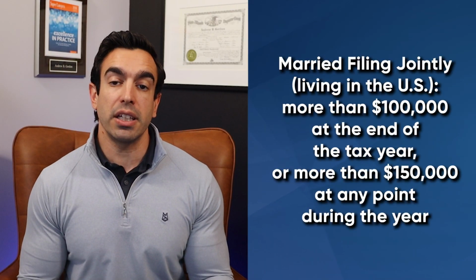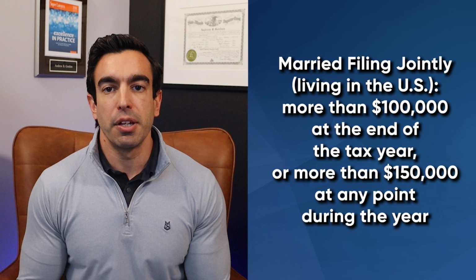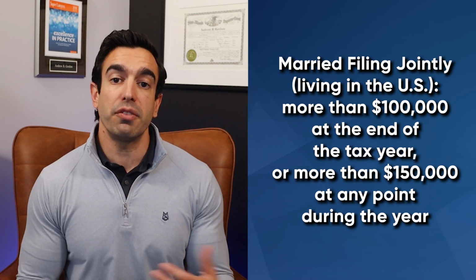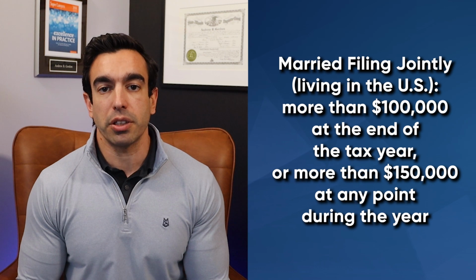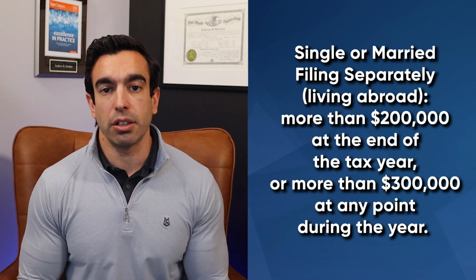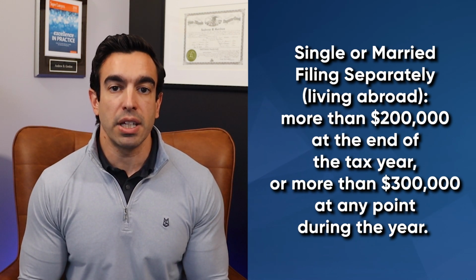Married filing jointly, also living in the U.S.: more than $100,000 at the end of the tax year, or more than $150,000 at any point during the year. Single or married filing separately, living abroad: more than $200,000 at the end of the tax year, or more than $300,000 at any point during the year. Married filing jointly, living abroad: more than $400,000 at the end of the tax year, or more than $600,000 at any point during the year.